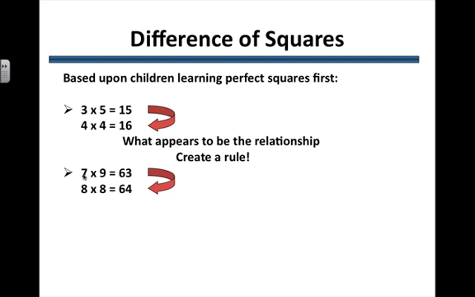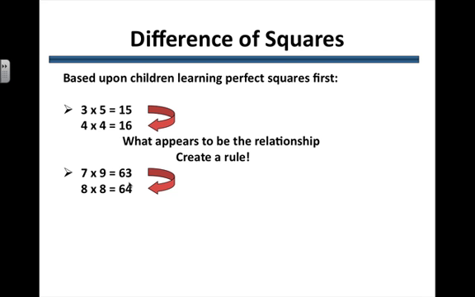Now let's take another example where we have 7 times 9, and let's assume that you don't know what 7 times 9 is yet, but you recognize that 7 and 9 have a middle number. If you were counting, that's 8, and 8 times 8 we tend to learn very early is 64. And now look at this, 7 times 9 is 63, and we can start to recognize a pattern here.